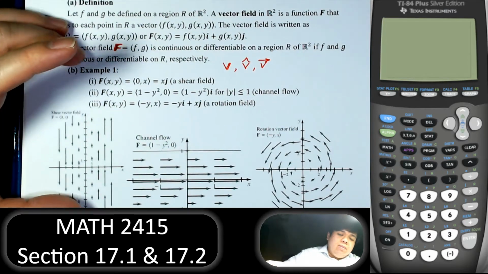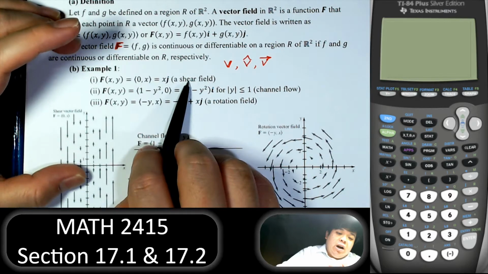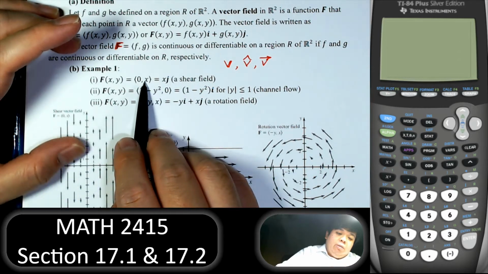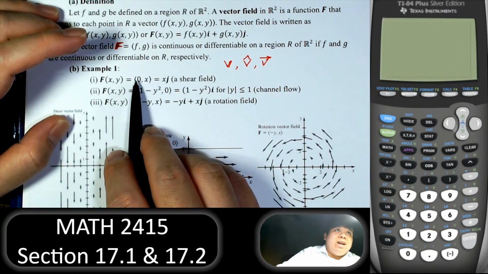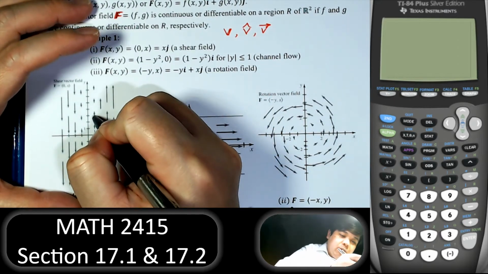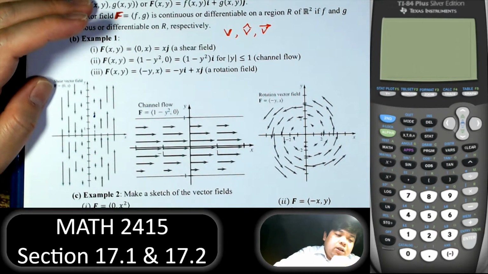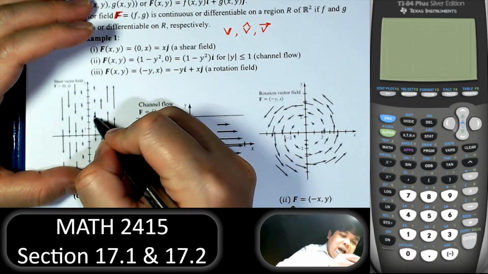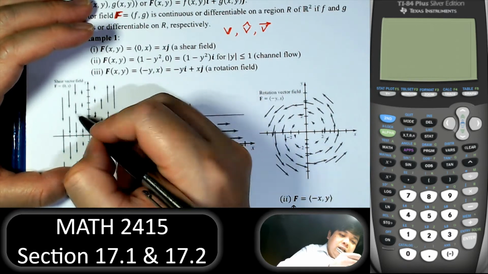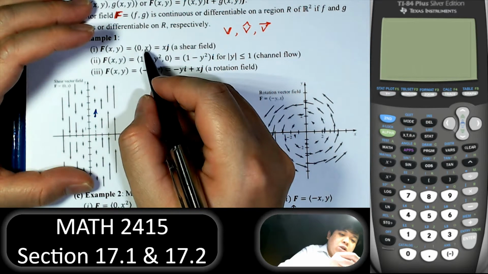Right. So here's some examples. This is a shear field. For each point x and y, it assigns the vector 0 and x. So for example, at this point, whatever the value is, the x value of this point gives us a vector. This is positive.